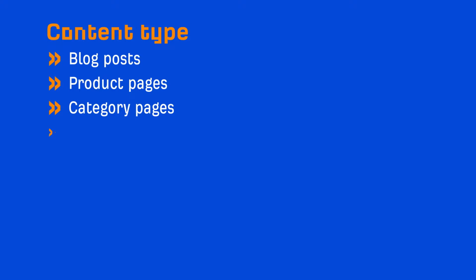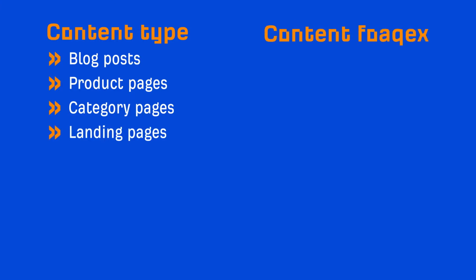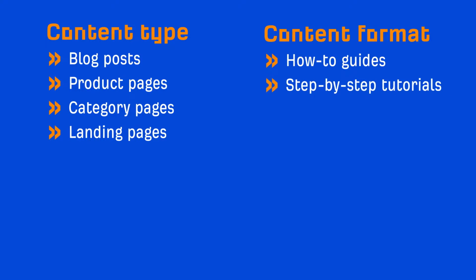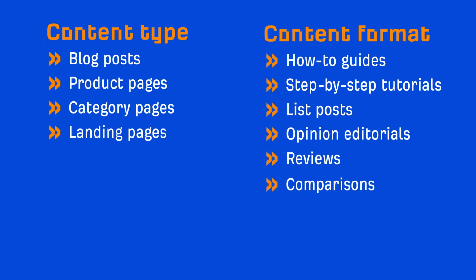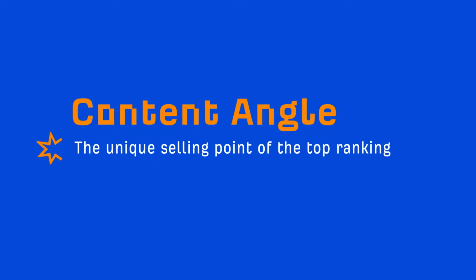The easiest way to do this is to just search for the query you want to rank for and look at the top ranking results. And the three things you're looking for are content type, which can be blog posts, product pages, category pages or landing pages; content format, which can be how-to guides, step-by-step tutorials, list posts, opinion editorials, reviews, or comparisons; and the last one is content angle, which is basically the unique selling point of the top ranking pages.